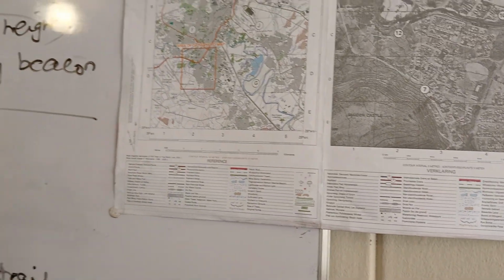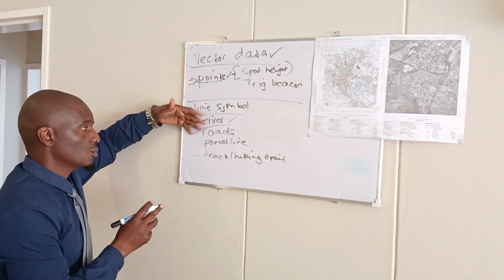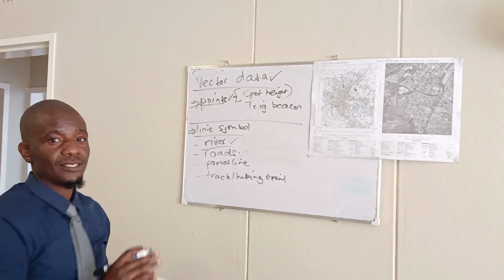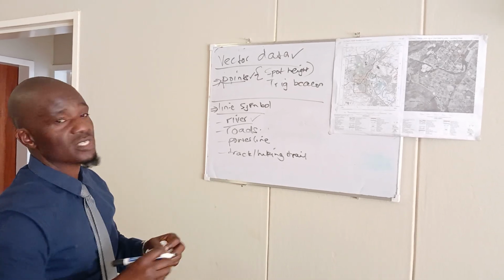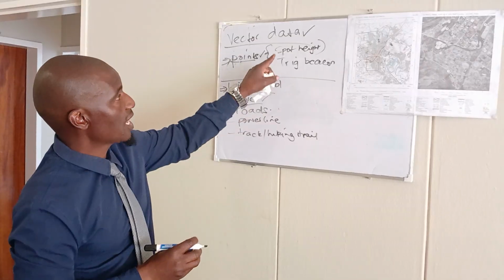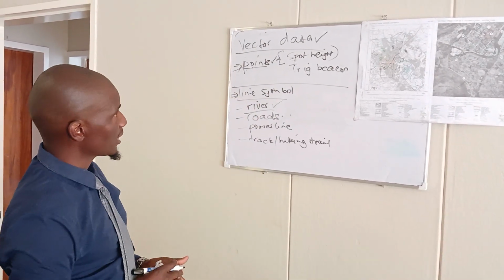Okay, so these are examples of line symbols that we have on a topographical map. Your river, your roads, your power line, your trek, and hiking trail. So we are still under vector data, which is the way in which features are represented on a topographical map. They are represented as points, which I have highlighted as your spot height, your tree beacon, some of the buildings that are shown on a map.